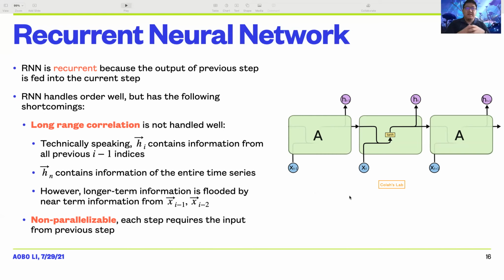The other disadvantage is that a recurrent neural network is not parallelizable. Each step requires input from a previous step. So if you want to train a very large model using a recurrent neural network, it's almost not possible because you have to wait for the previous time index to train before you can train the current time index.